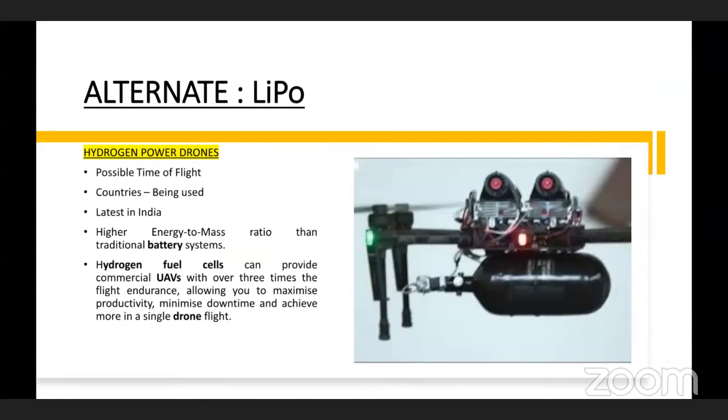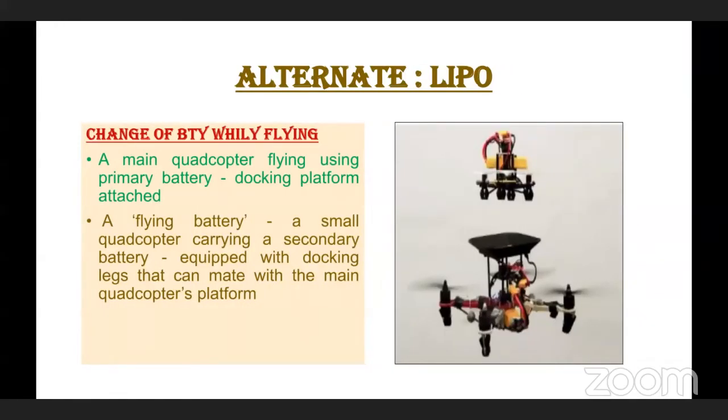These are the cells which provide three times the flight endurance, and it maximizes the productivity and minimizes the downtime, and more flights of drones can be achieved if we use these hydrogen-powered drones. The second thing which is in research is the change of battery while flying.